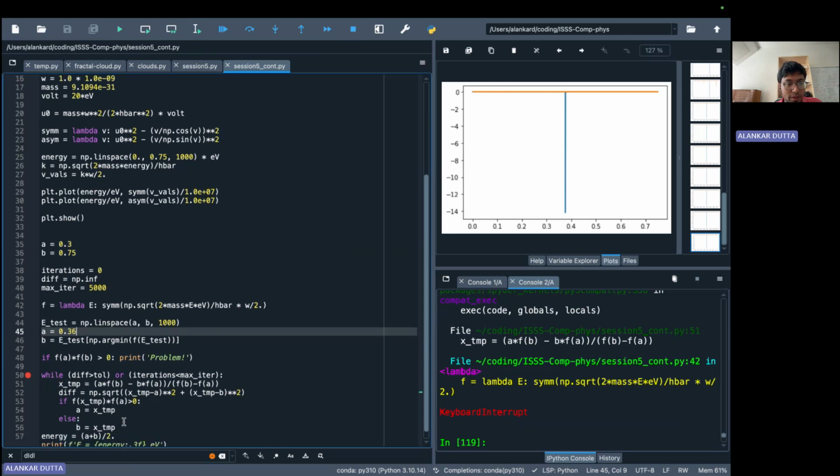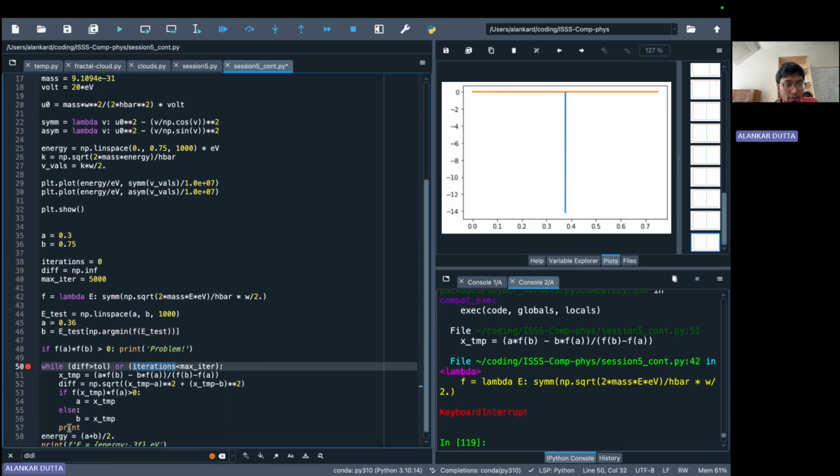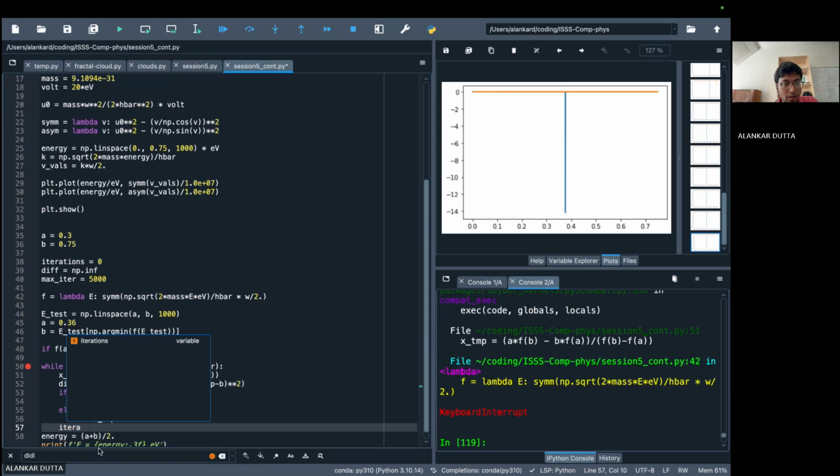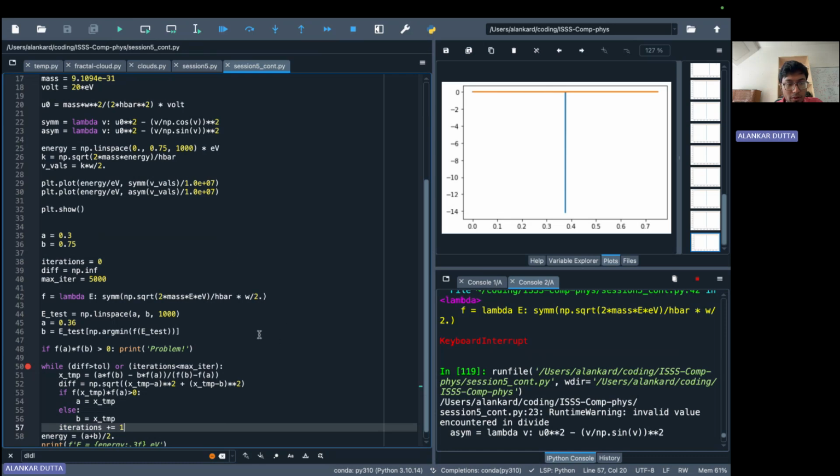Okay, and let's print the diff. Print, and okay, and iterations is increasing. Iterations plus equals 1. So I have forgotten to increase the iterations. And let's do this.